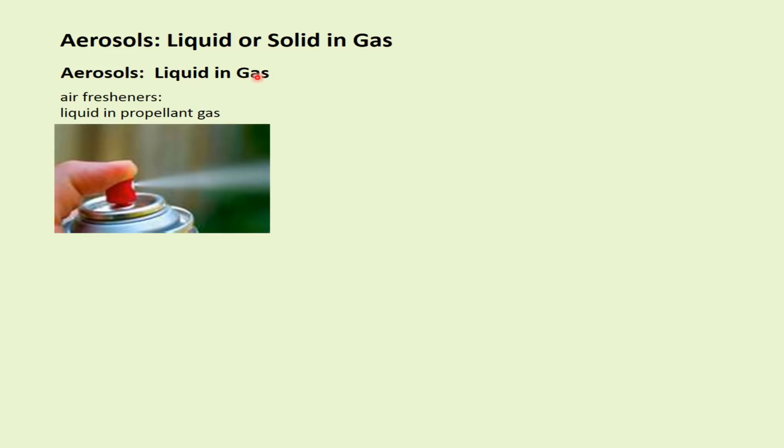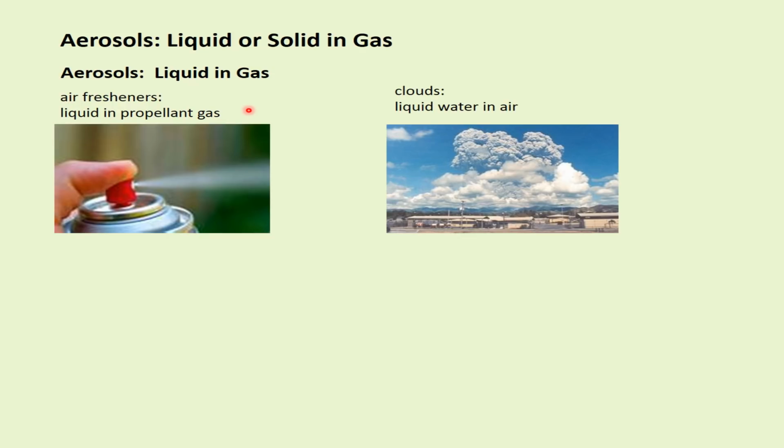The fourth and final type of colloid is an aerosol. And an aerosol is a liquid or a solid dispersed in a gas. Let's look at some examples of liquids dispersed in a gas. Common example is an air freshener. This is a liquid in a propellant gas.